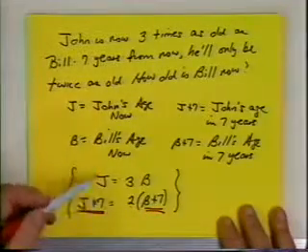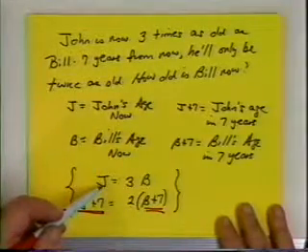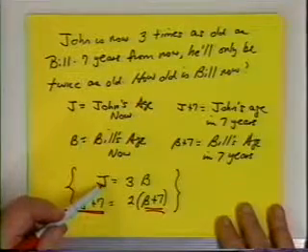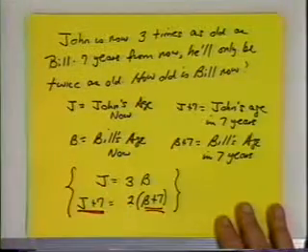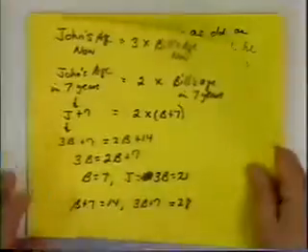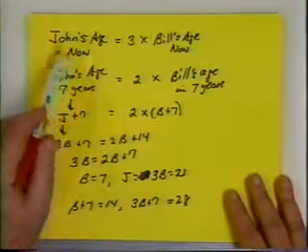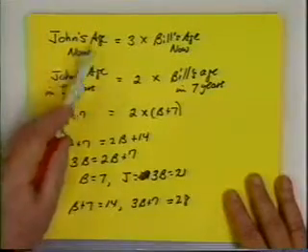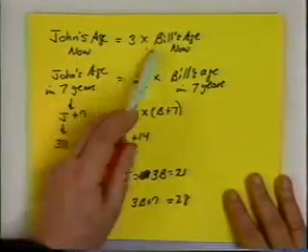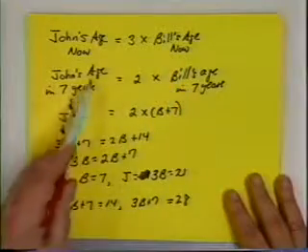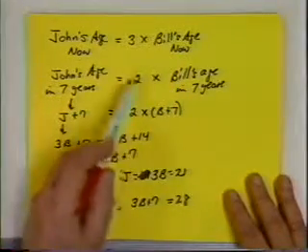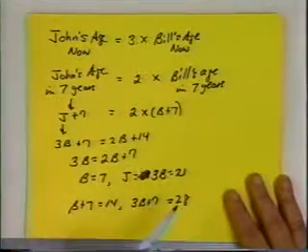And the way we're going to solve this is, the first equation tells us what? Every place we see a J, we can replace it by 3B. I'm going to review that in words for you. If you have trouble with the algebra, write the words out. Say John's age now equals 3 times Bill's age now. John's age in 7 years is going to be twice Bill's age in 7 years.